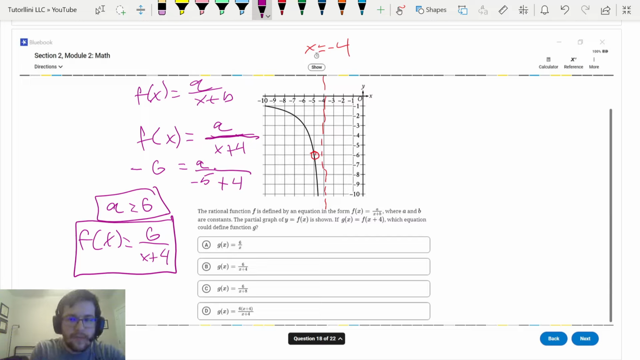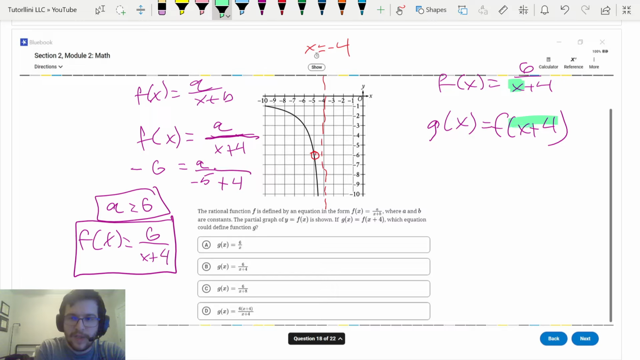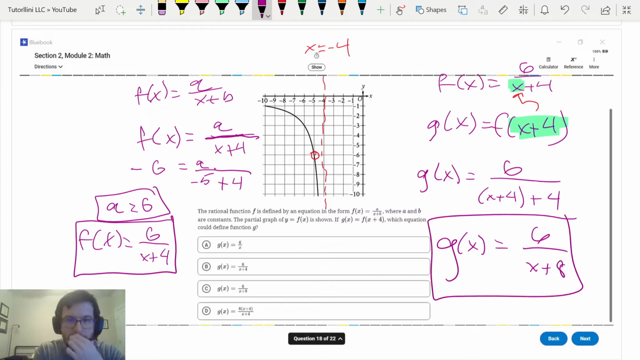Okay, so now g of x equals f of x plus 4. So now you're going to take x, and wherever you see it, replace it with x plus 4. Let me rewrite this here. Wherever you see an x, you replace it with this input, the x plus 4. So watch what I do. g of x equals 6 over x plus 4 plus 4. And 4 plus 4 is just 8. So you can write that as 6 over x plus 8. And that is the answer.